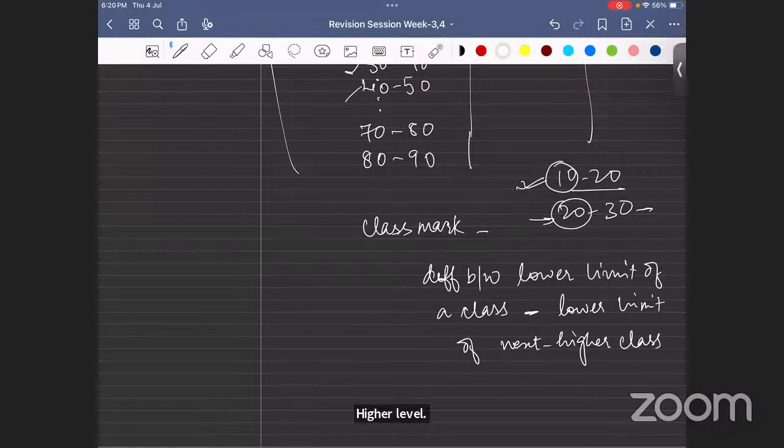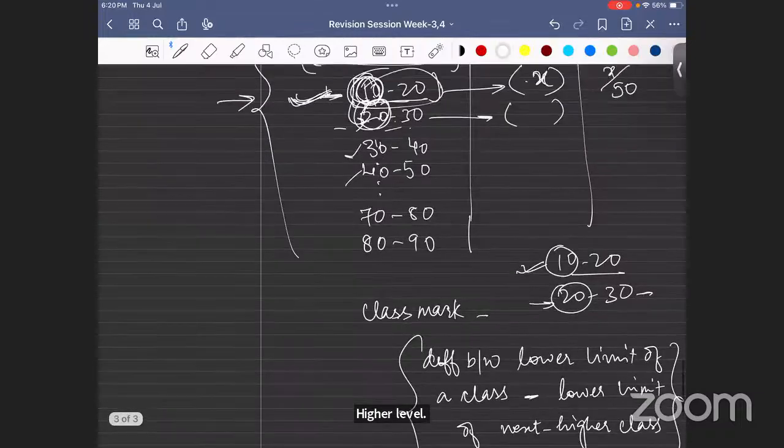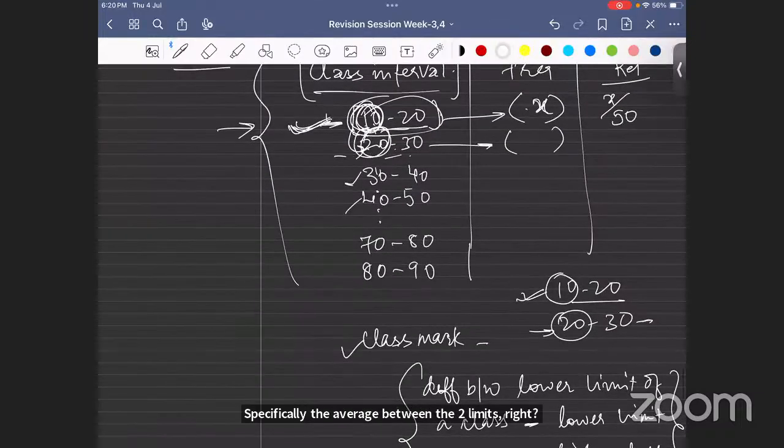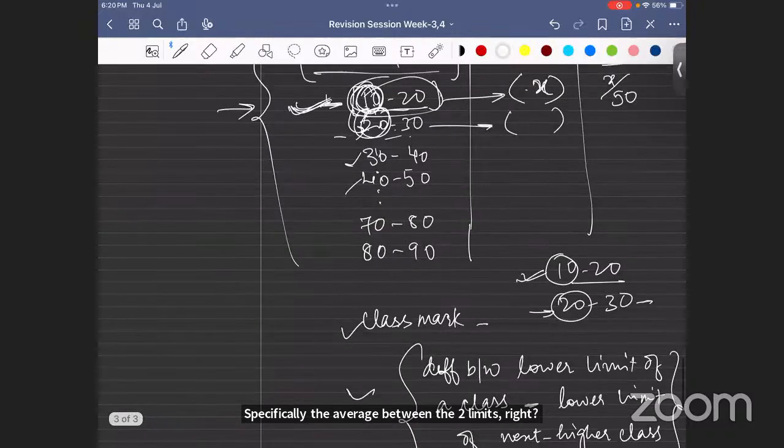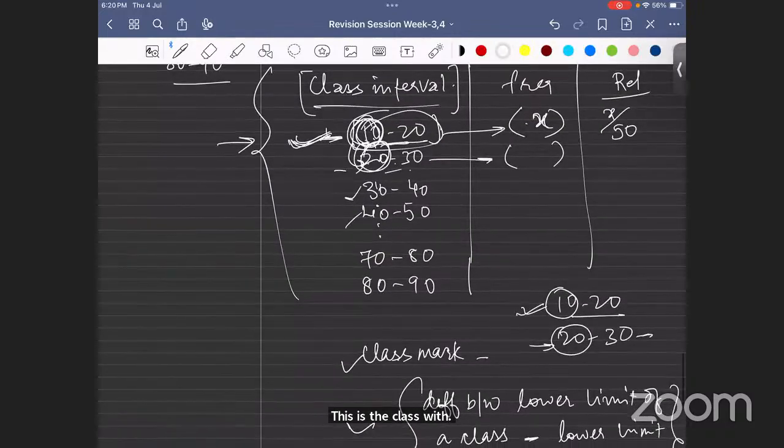Basically, the average between the two limits, right? Okay, so the average is basically the class marks. This is the class width. So you can say what is the class width? I mean 20 minus 10. That is basically the class width for each class interval. And the class mark is basically the average, class marks for each interval, right? I didn't understand this part.